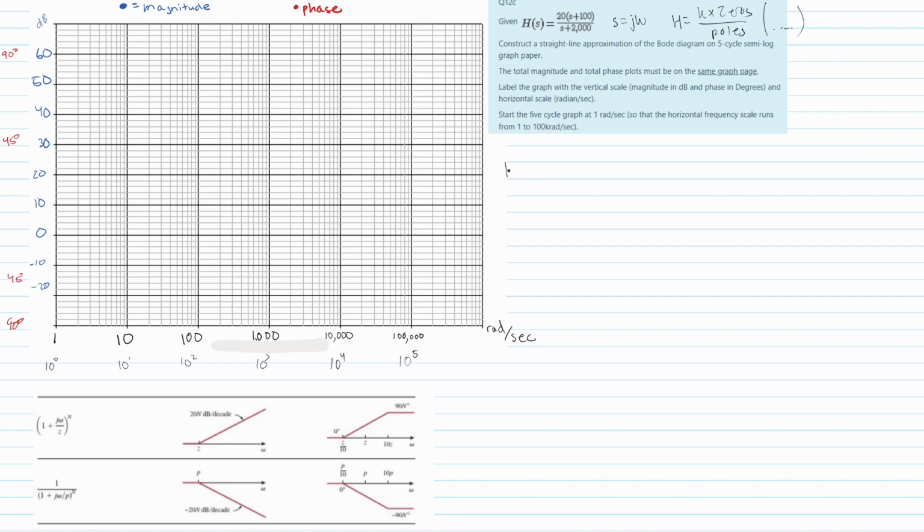So we are going to have H, and we need to convert this in the j omega domain. So we're going to have H of j omega is equal to our 1 out front, and then we're going to have j times omega plus 100, and this is all being divided by j times omega plus 2,000.